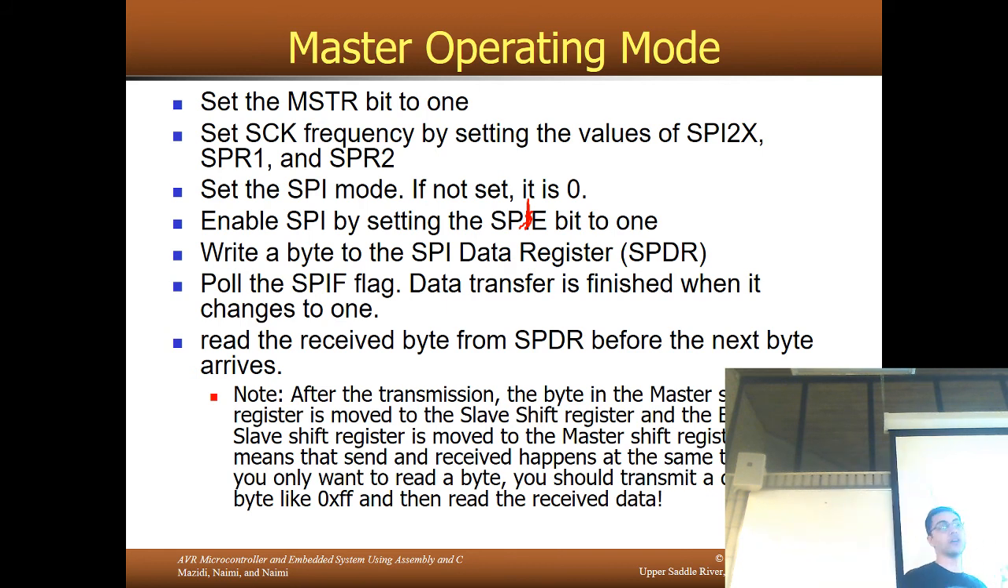When the SPIF flag goes high, we know we're done. This is a polling type setup, not an interrupt type setup. So we sit there and we poll, and the data is finished transmitting once it's done. As soon as that flag goes high, we can then transmit the next byte. Now, here's the weird thing. We've just transmitted a byte out.